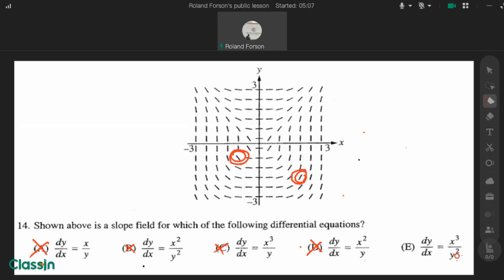E, this is y squared. So y squared is always positive. So if x is negative, the slope will be negative. If x is positive, the slope will be positive, which is true because here x is positive, the slope is positive for every point in this quadrant. That is true for every point in this quadrant, and in this quadrant it is still true. So E is the correct answer. All right.